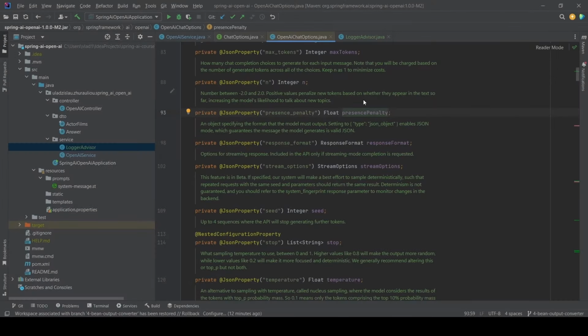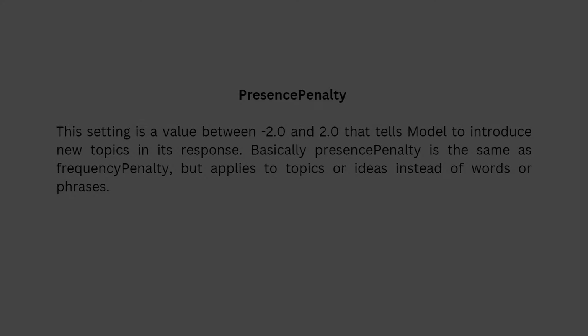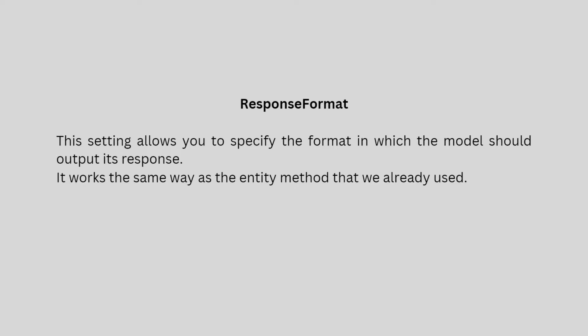Next one is presence penalty. This setting is a value between -2 and 2, and that tells the model to introduce new topics in its response. Basically, presence penalty is the same as frequency penalty, but it applies to topics or ideas instead of words or phrases. Next one is response format. This setting allows you to specify the format in which the model should output its response. It works the same way as the entity method that we already used.